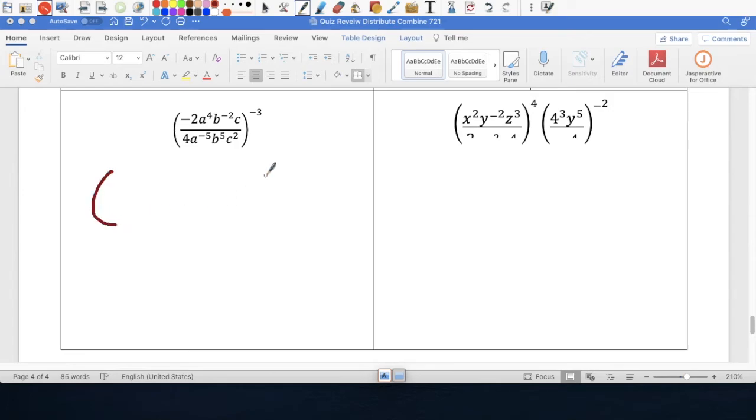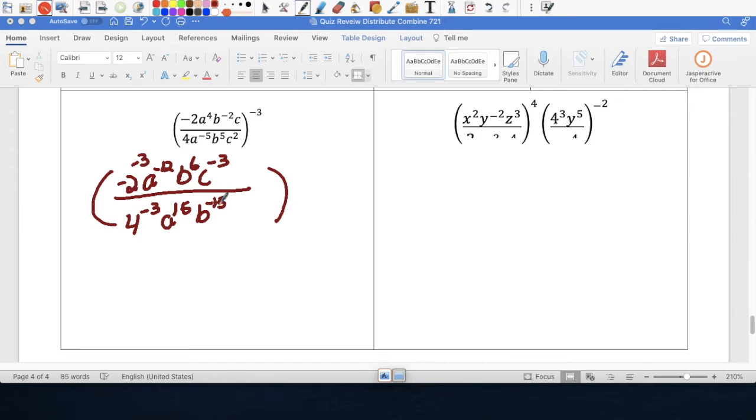So we're going to get this: negative 2 to the 3rd power, a to the negative 12, b to the 6, c to the negative 3rd over 4 to the negative 3rd, a to the 15 positive, b to the negative 15, and c to the negative 6, if you did it that way. Okay, so let's see if we can simplify this anyway.